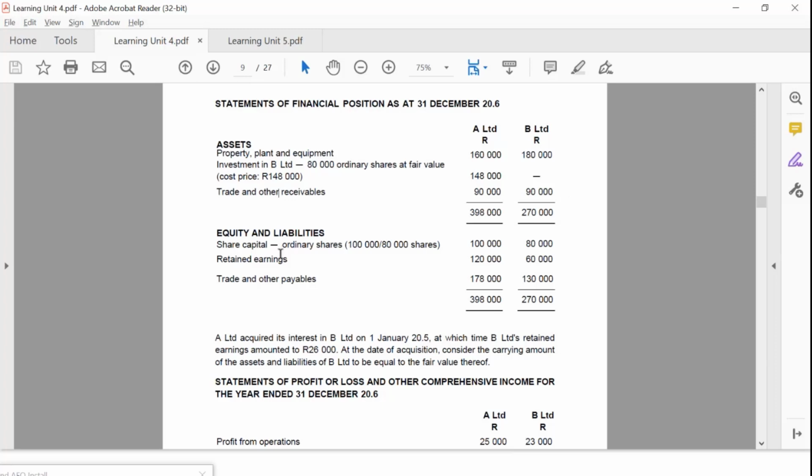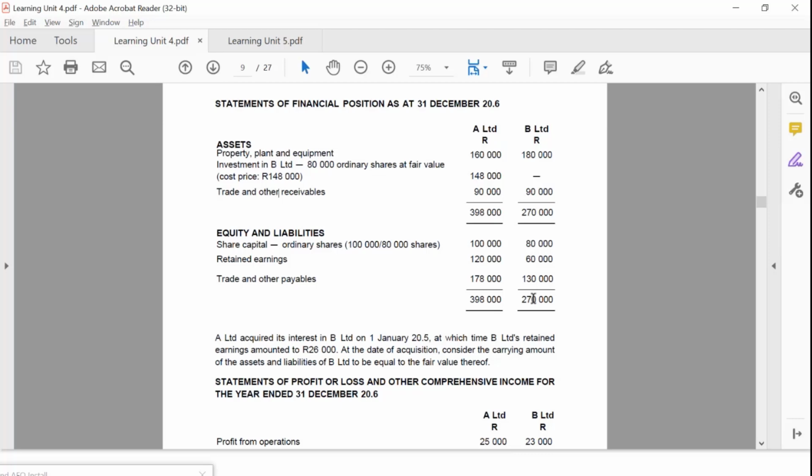I go to share capital: 100,000 of A plus 80,000 of B. I go to retained earnings: 120,000 of A, 60,000 of B. I go to trade and other payables: 178,000 plus 130,000. So I'm adding A and B together.